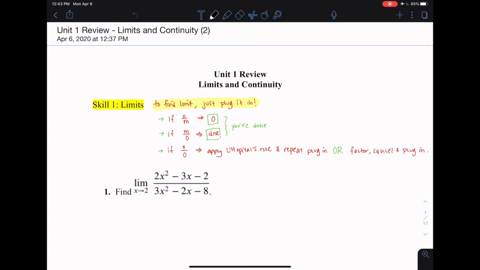The first skill is about limits. How do we find limits? Good news, it's super easy. All you gotta do is plug it in. By the way, I encourage you to pause the video and copy these notes down. They'll be very helpful for the next few problems.